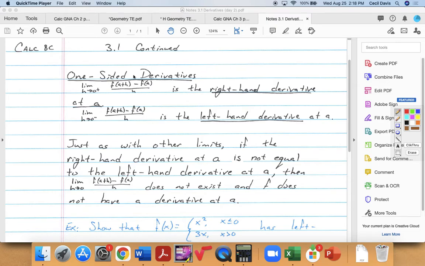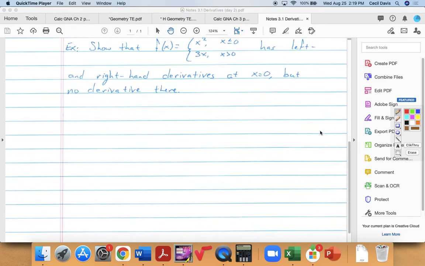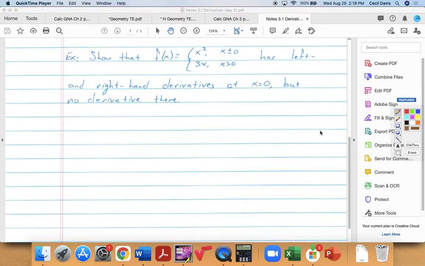So the limit as h goes to 0 from the right of f of a plus h minus f of a over h is the right-hand derivative at a. And the limit as h goes to 0 from the left of f of a plus h minus f of a over h is the left-hand derivative. So just like it was for other limits, if the right-hand derivative is not equal to the left-hand derivative, then the derivative does not exist. Or if either one of those individually doesn't exist, you can't have two things that are equal if one of them doesn't exist, right?